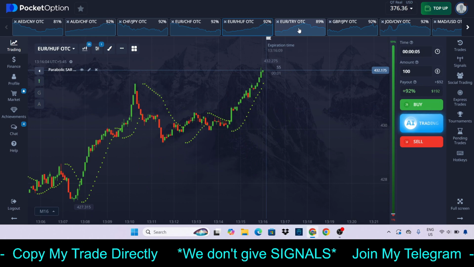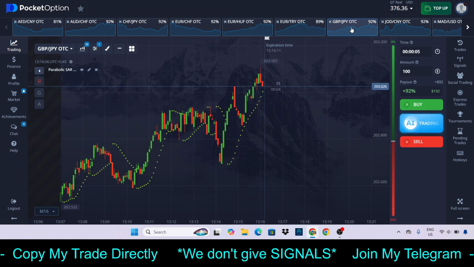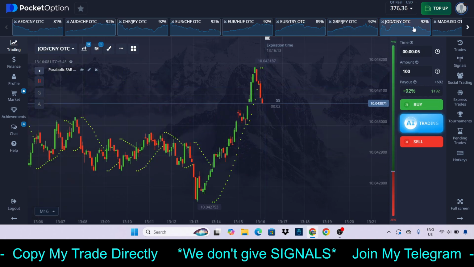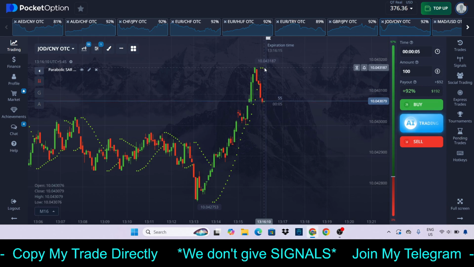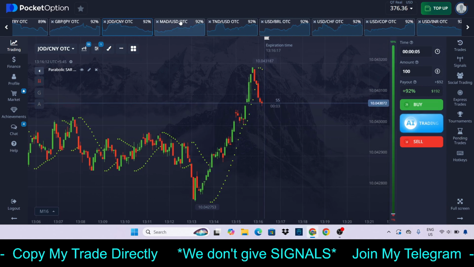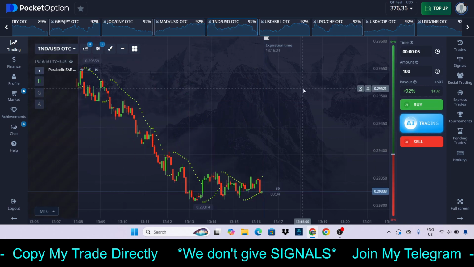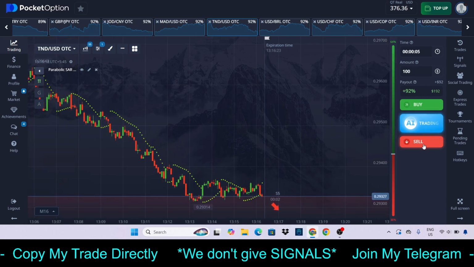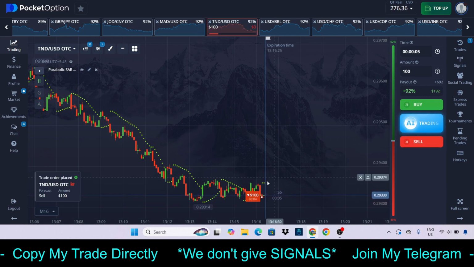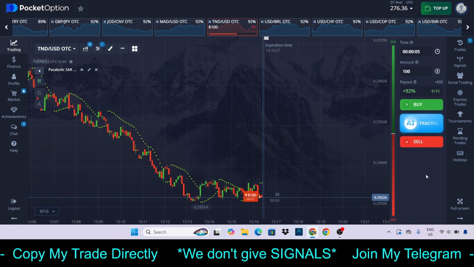So this strategy is very simple and straightforward. So you need to keep on switching these currency pairs. So you can see the second dot formed. We missed this trade. You can stay on a single currency pair for long and see if you can make the trade. And here you can see the second dot was about to form, so we made the trade here.